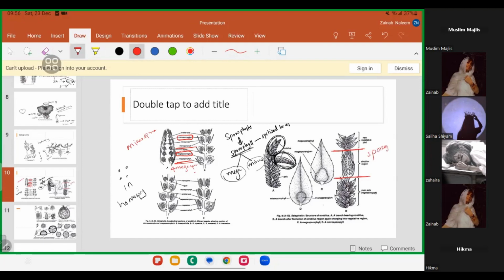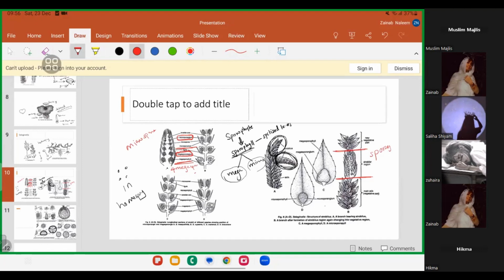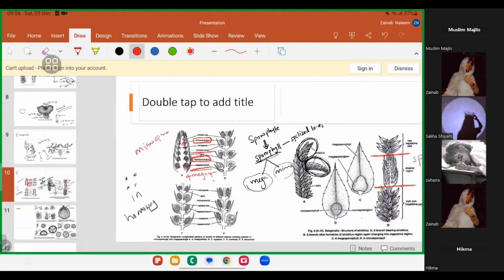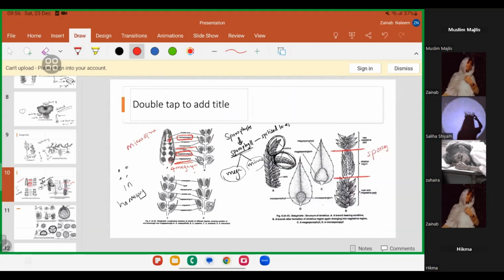The strobilus is covered by the megasporophyll and microsporophyll. If you cut it longitudinally, you can see the megasporangium and microsporangium. A megasporophyll covers the megasporangium. A microsporophyll covers the microsporangia. From those sporangia, you get the spores. The spores are of different sizes, so we classify them into megaspores and microspores. The megasporangium produces four large megaspores.